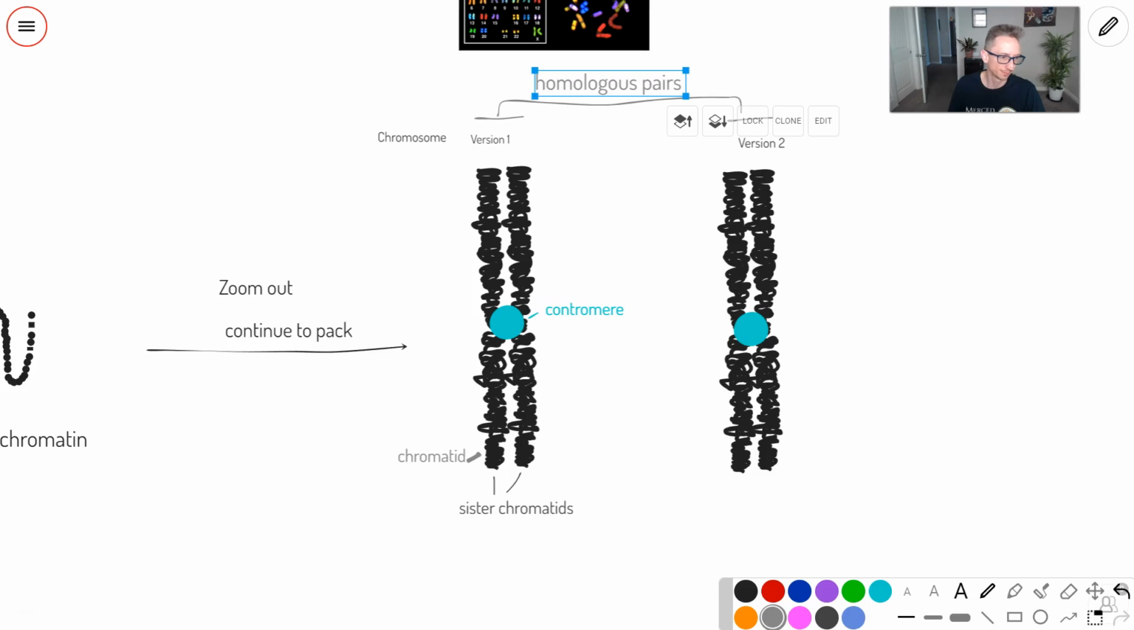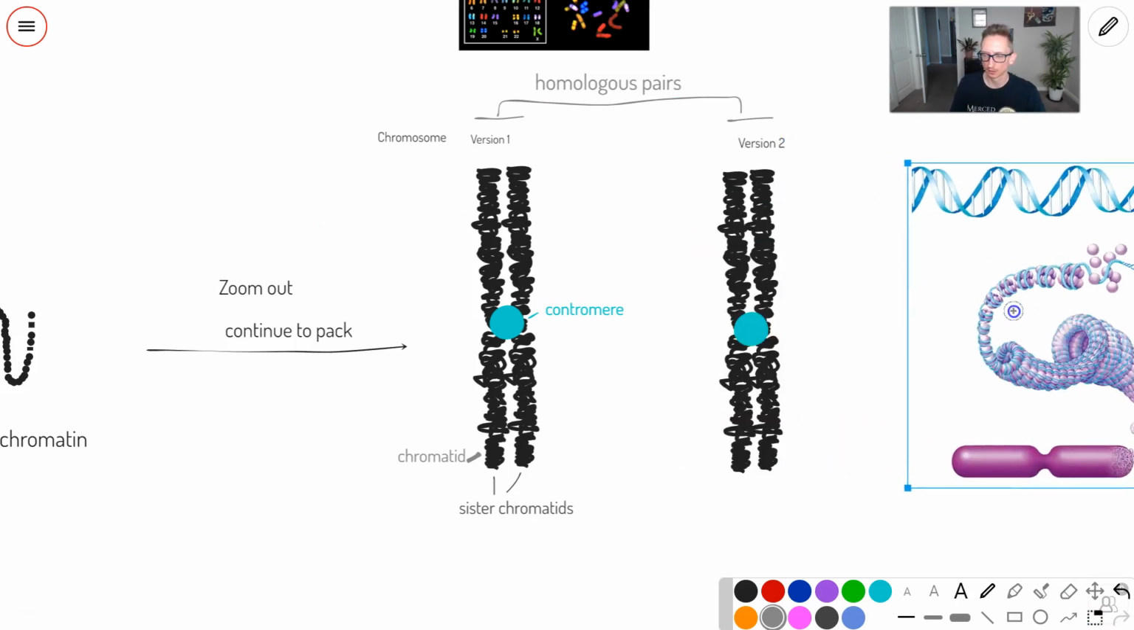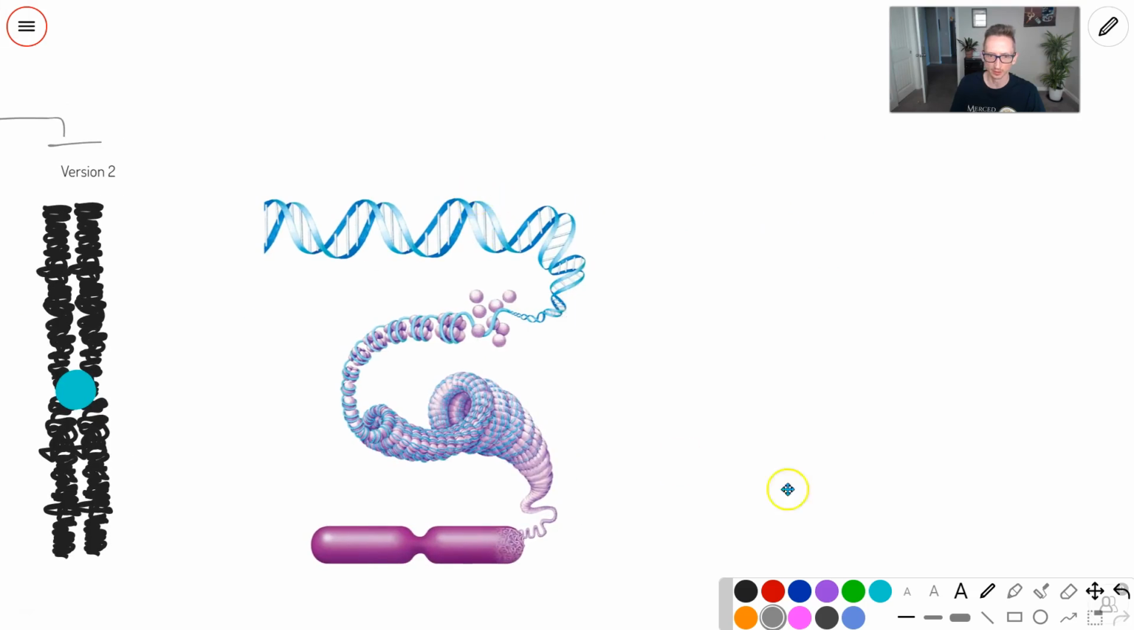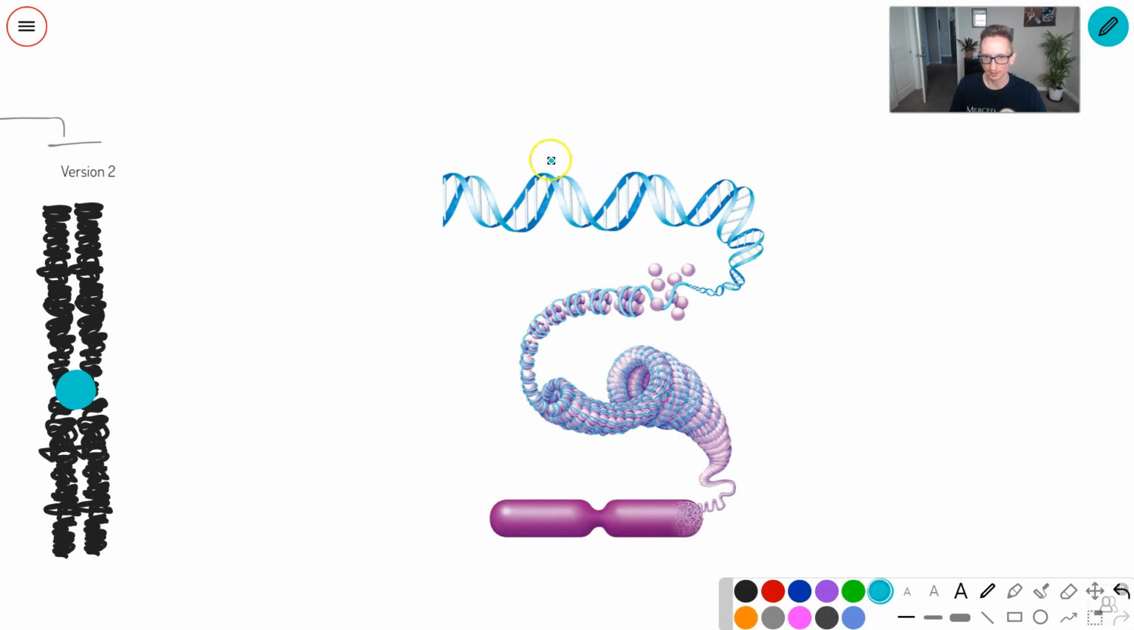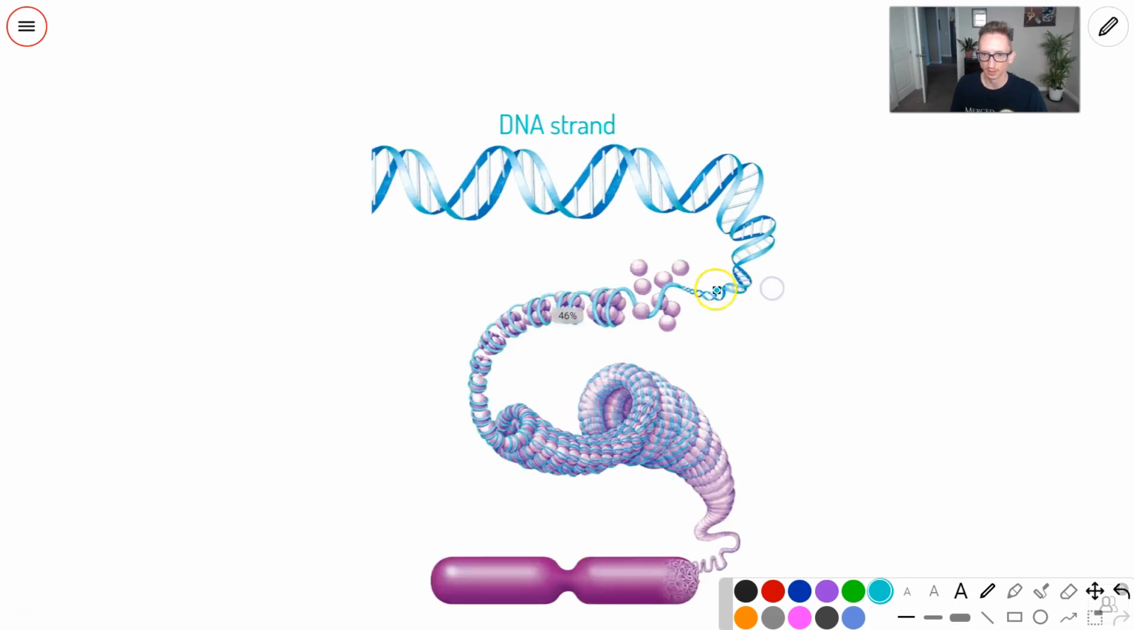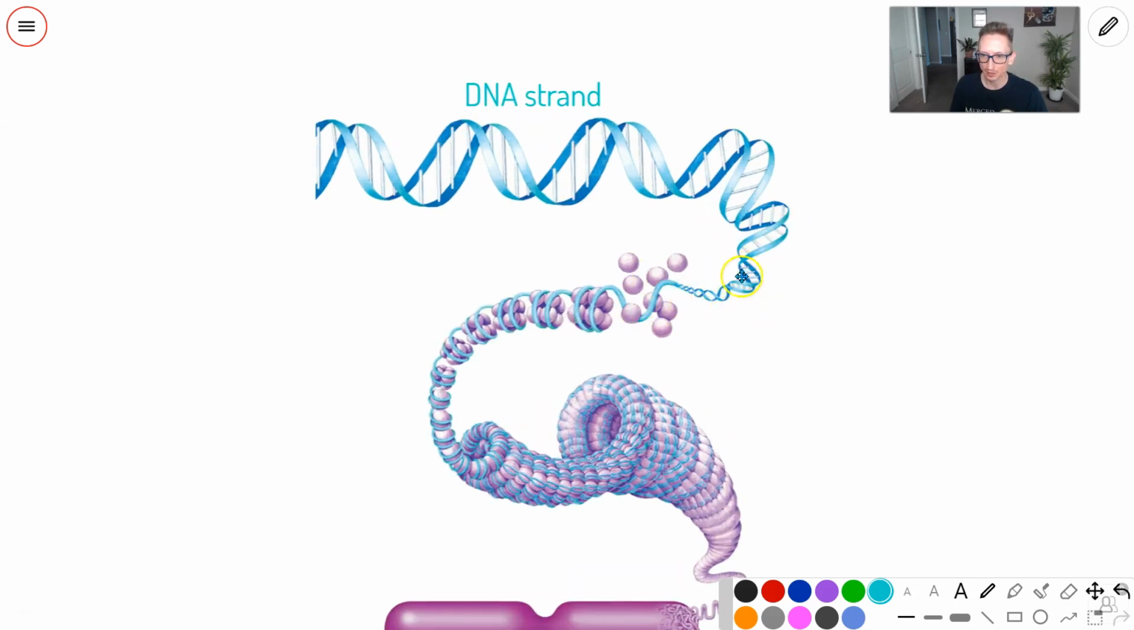All right, so let's do a little review of all this stuff. I got another little picture here I want to pull up. This is everything that we just went through. So this here is a DNA strand, right? And then DNA wraps around these histones. You can see it wraps around 1, 2, 1, 2.